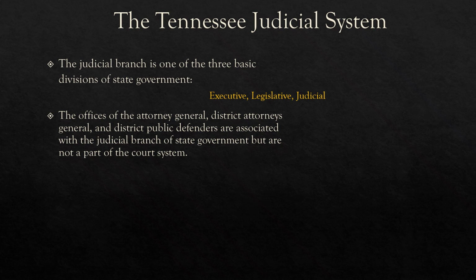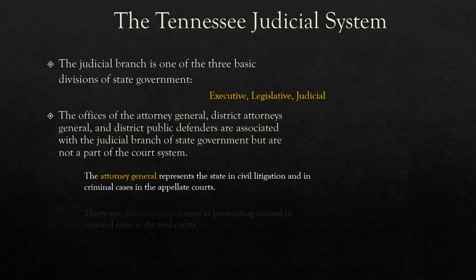They're associated with it. The attorney general represents the state in civil litigation and in criminal cases in the appellate courts, for example. There are 31 district attorneys. The state is divided into 31 districts. These are probably going to be written exam questions, so keep an eye on them and look at them in the book in more detail. There are 31 district attorneys. They serve as prosecuting counsel, the prosecuting attorney, a lawyer in criminal cases in the trial courts.